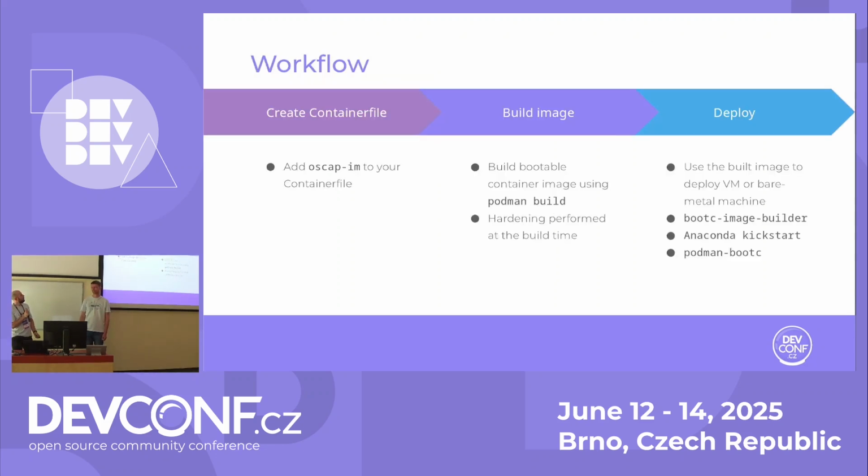So, a brief overview of the workflow. Step one, you have a container file. You put all the configuration for your operating system inside, and at the end you run the OSCAP-IM command, where you specify the security policy which you want to use for the hardening. Step two, you build the image, and during the build, all the configuration, including security compliance, is applied to the image, and then you end up with a hardened image, which in step three you can deploy. You can deploy either on virtual machines or on bare metal systems.